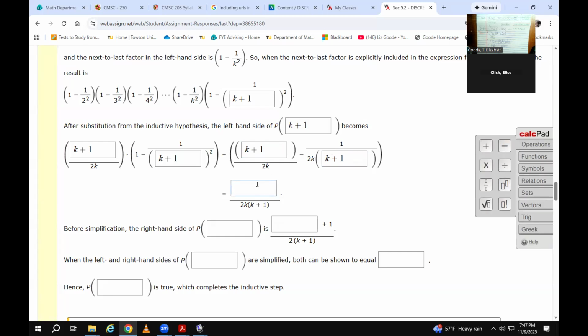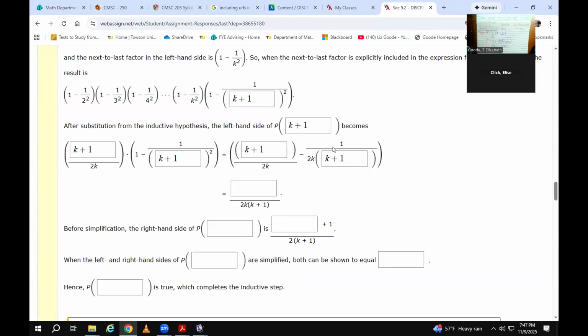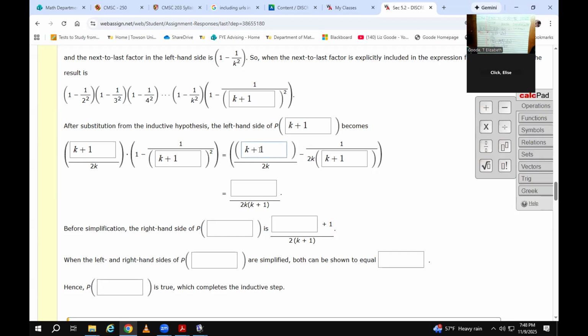And then they combine by getting a common denominator. See how this is a fraction minus a fraction? And one of the fractions has 2k as a denominator. The other fraction has 2k times k plus 1 as its denominator. So 2k times k plus 1 is the common denominator, right? So to put k plus 1 over 2k times k plus 1, we have to multiply it times k plus 1.